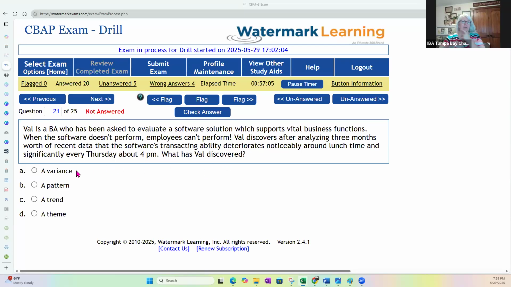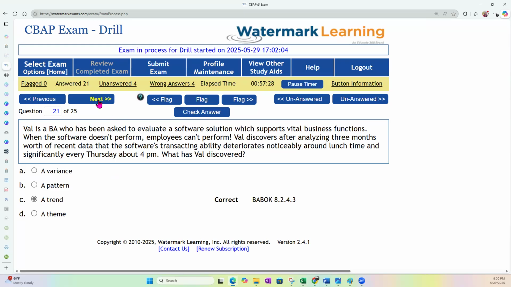So Val has discovered, is it a variance, a pattern, a trend, or a theme? Some of these words sound like they mean the same thing, and they do, but only one of them is the one that BABOK wants. A trend. I think it's trend, although pattern sounds fancy, but I think it's trend too. The BABOK talks about finding, identifying trends. Actually, I remember this question from the book, so it is a very identical question. So why not a pattern? How is a trend different from a pattern in this question?